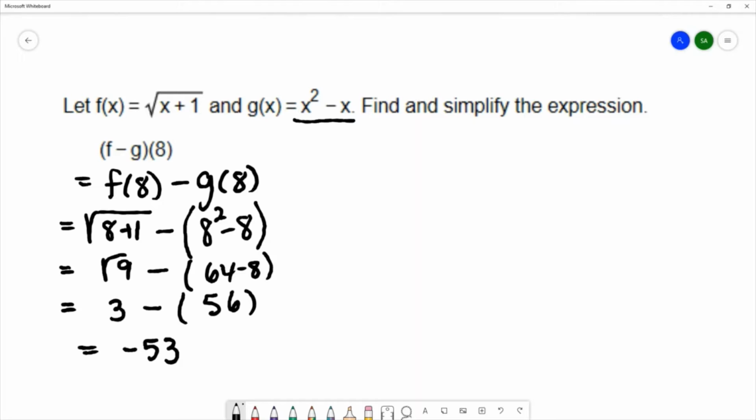3 minus 56 is negative 53. That's one way to find the value of this expression.